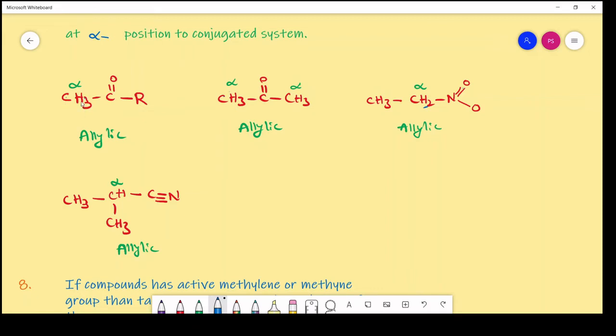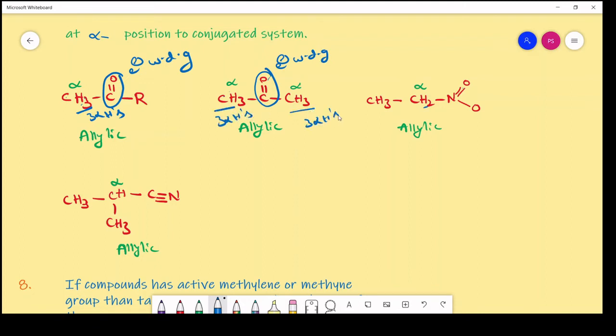CH3, so 3 hydrogens. That means this compound has an electron withdrawing group. This is the electron withdrawing group and 3 alpha hydrogens. That means this compound shows keto enol tautomerism, or tautomerism. See here, this is the electron withdrawing group. Here 3 alpha hydrogens are there, and here also 3 alpha hydrogens. That means in total this compound contains 6 alpha hydrogens. That means this compound also shows tautomerism.